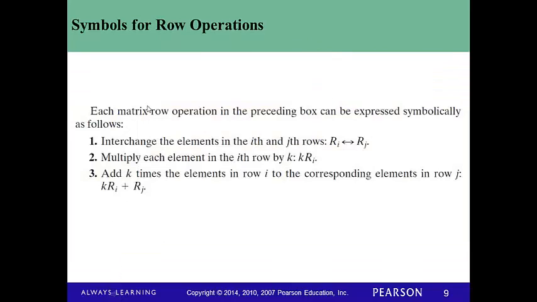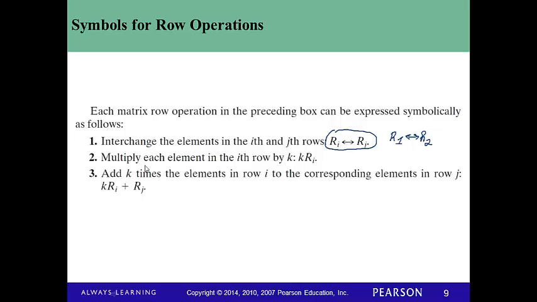So let's look at some notation. The first step, or the first rule, said we can interchange the elements in the ith and jth row. This is the symbol notation: R sub i interchanges with R sub j. For example, I can say the first row interchanges with the second row. Flip them, right?